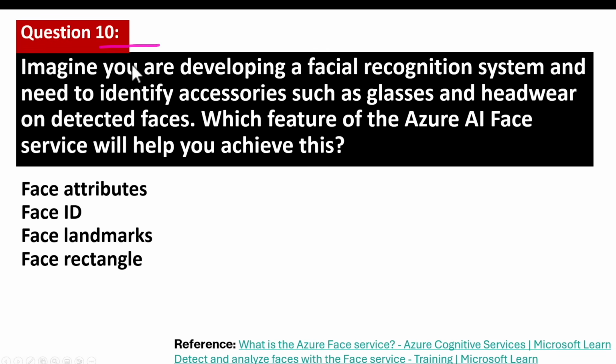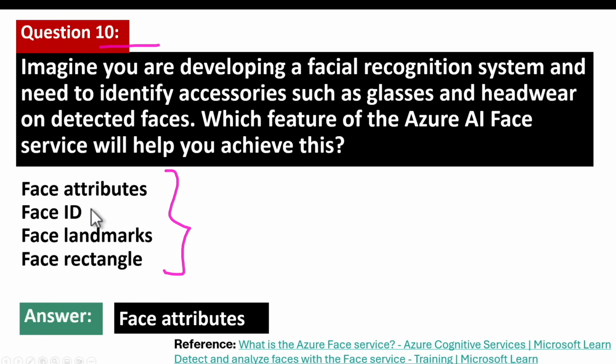Let's look at question number 10. Imagine you are developing a facial recognition system and need to identify accessories such as glasses and headwear on detected faces. Which feature of the Azure AI Face Service will help you achieve this? Let's go through the available options. The correct answer is face attributes.